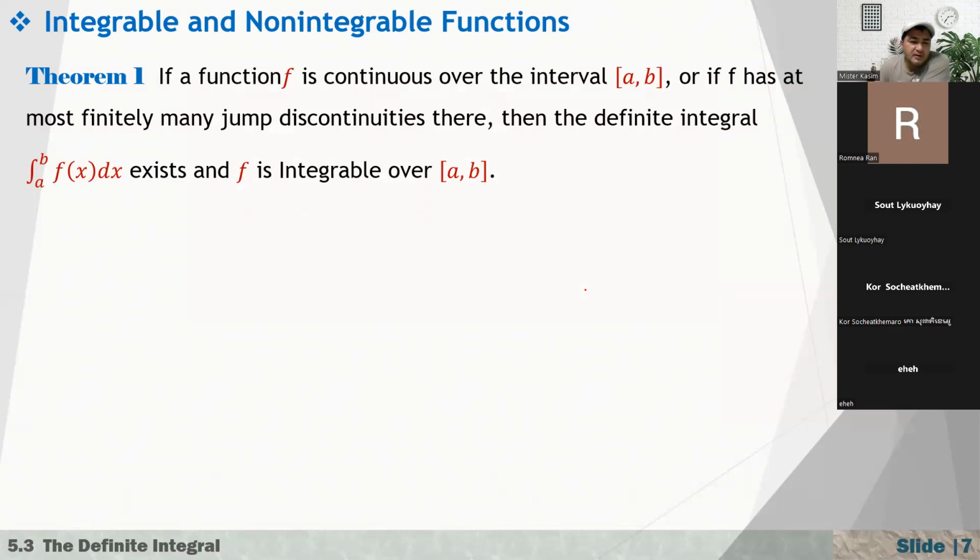Let's just do the theoretical part. We're not going to use this much, but at least let's read it and move on. If a function f is continuous over the interval [a, b], or if f has at most finitely many jump discontinuities there, then the definite integral exists and f is integrable over [a, b]. That's what this important theorem is saying: if our function is continuous or partially continuous, meaning we have some discontinuity, but it is not infinite, it is finite.